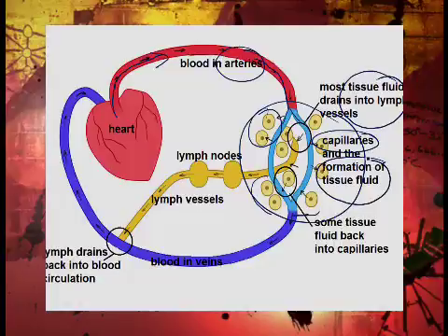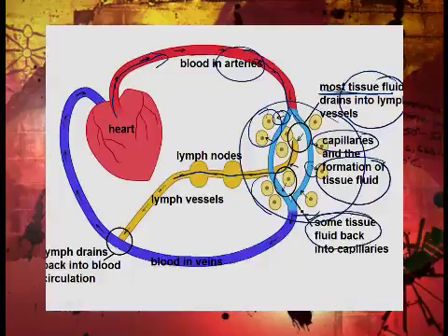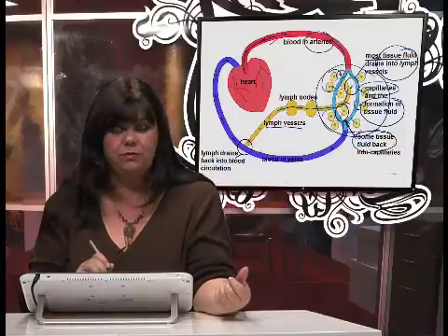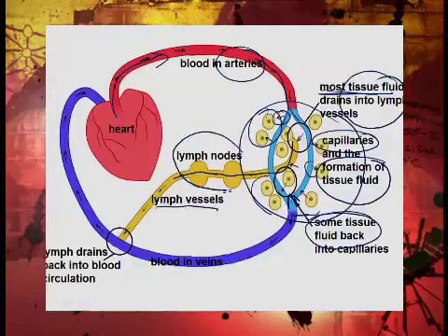The tissue fluid is formed when the fluid called blood plasma leaks out of the vessels. Most of that tissue fluid drains back into these lymph vessels. All right, so some tissue fluid goes back into the capillaries, but most of it moves into the lymph vessels. And as I mentioned to you earlier, this is a perfect opportunity for the blood plasma, which is now in the form of lymph, to be filtered. And that takes place at the lymph nodes.